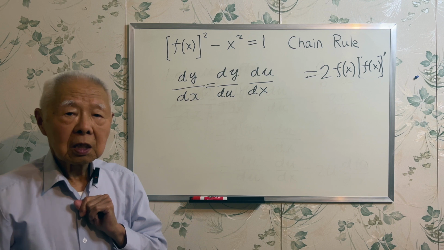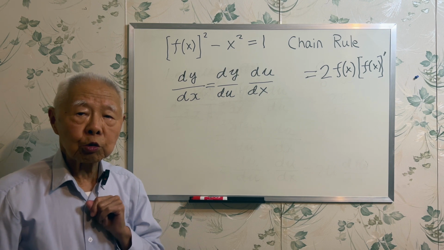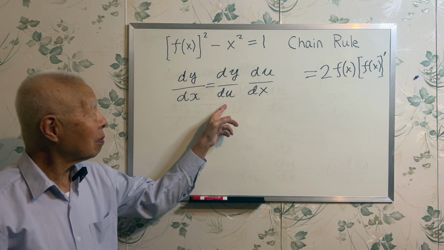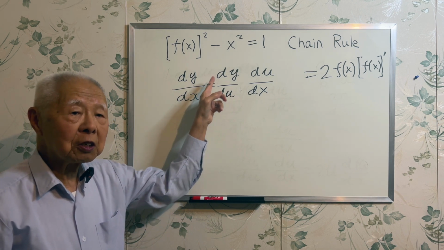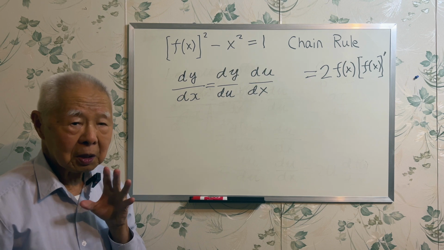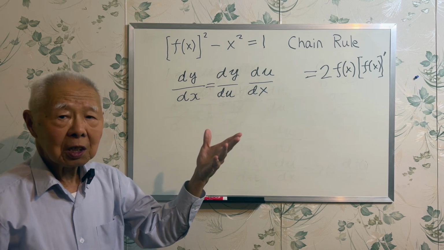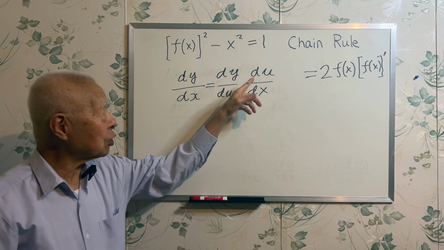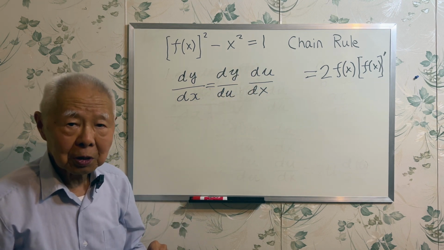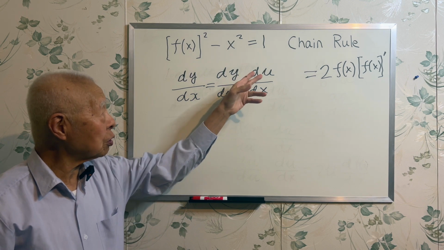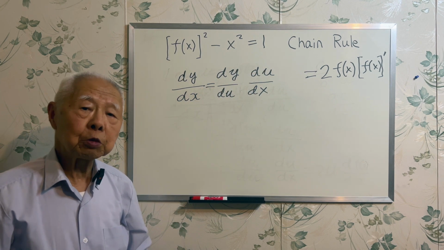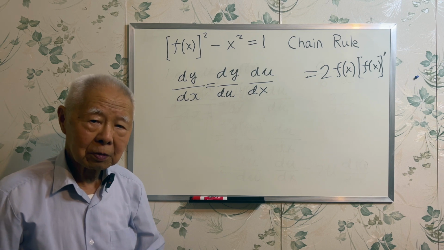Now, there is a simple way to remember the chain rule. Look here. Suppose you consider these are fractions. Then it's obvious that du and du can be cancelled. After you cancel du, you get dy by dx. That's how you remember the chain rule.